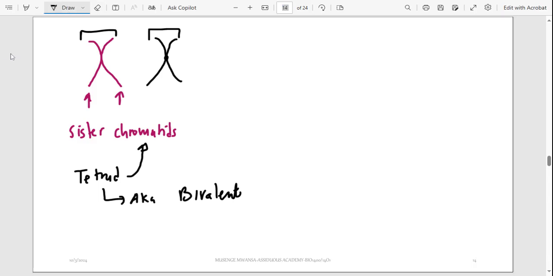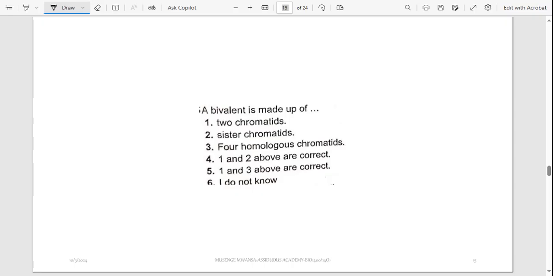So this basically happens during cell division. Okay, so a bivalent is made up of: one, two chromatids; two, sister chromatids; three, four homologous chromatids. Options: one and two above are correct; one and three are correct. Which one do you think is the correct answer? Let's start with A. Is it made up of two chromatids? That's not true, right? It's made up of sister chromatids. Is that true?